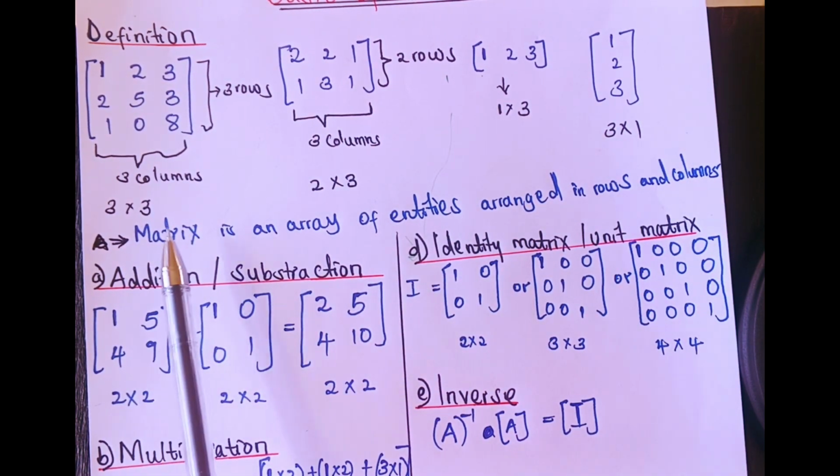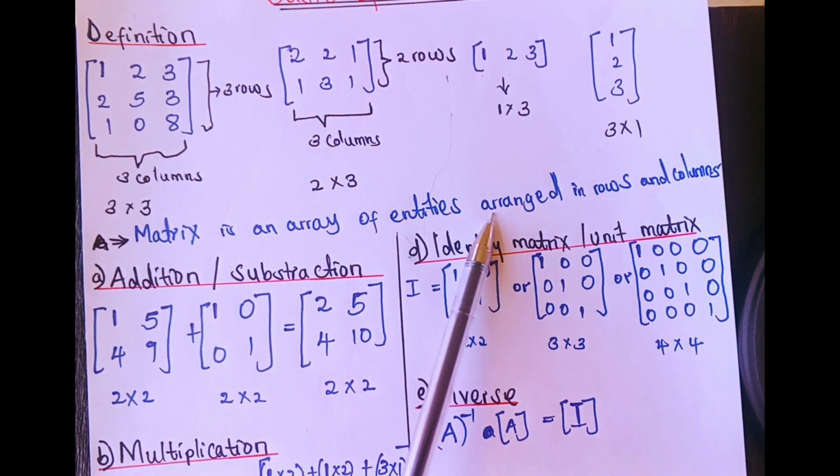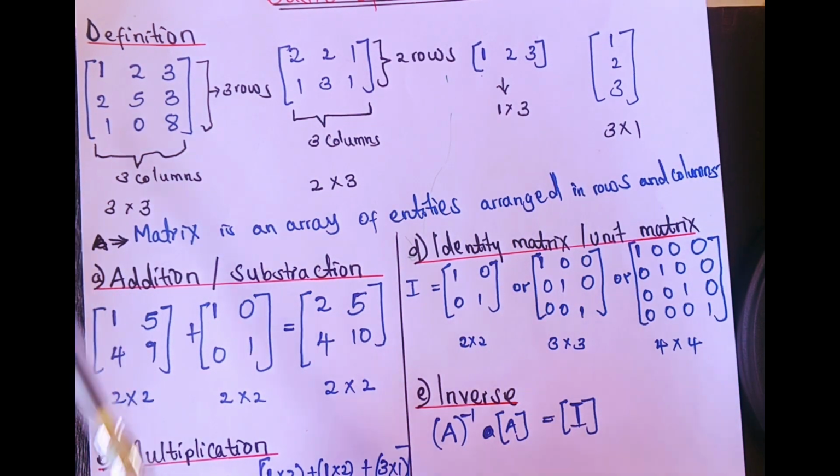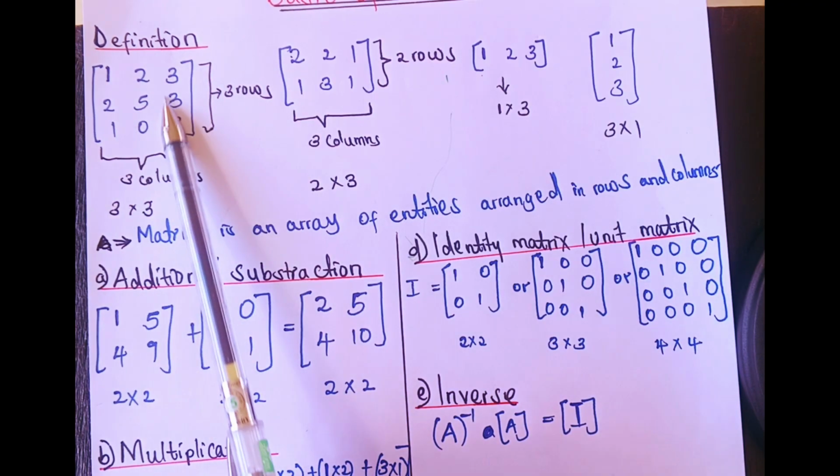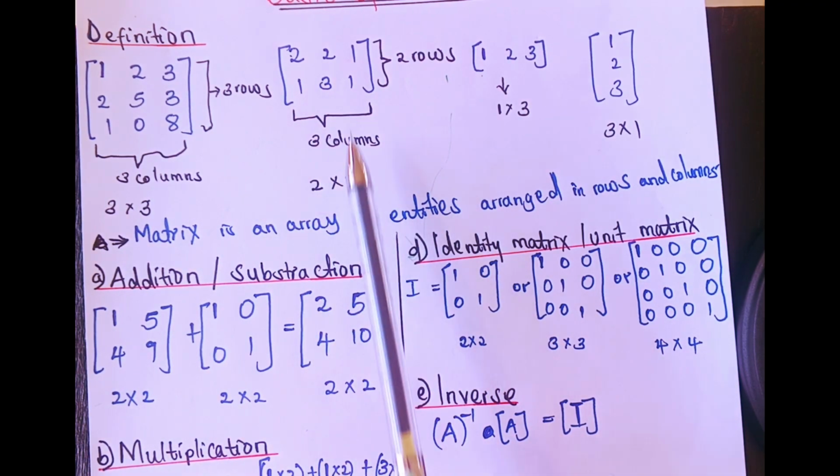So the definition of a matrix is an array of entities arranged in rows and columns.